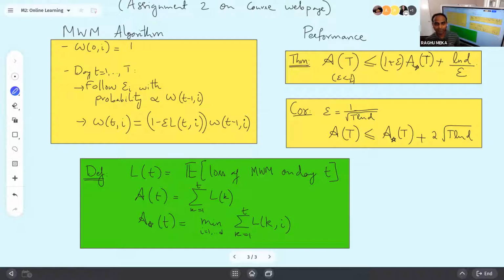Any questions about the basic analysis setup and the algorithm, and how we are going to try and show that it performs remarkably well? If there's anything not clear about the algorithm, now is the time to say it, because we are going to dig into its analysis pretty soon.